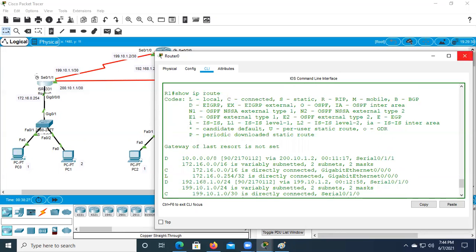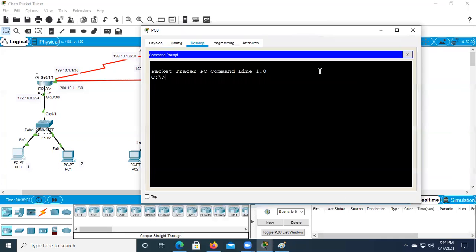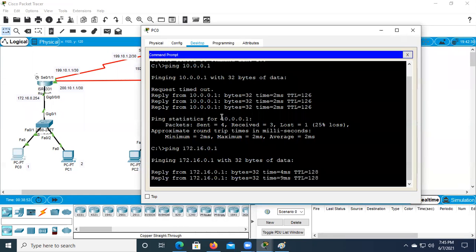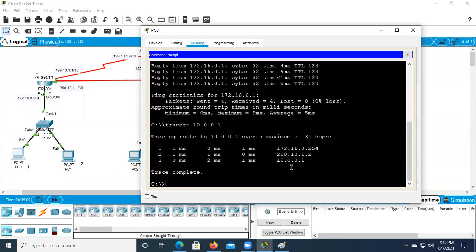Very good. So let us verify the reachability by ping. I go to the command prompt. That is my 172. If I'm pinging 10.0.0.1, the first packet will be dropped. From the second packet, I should get success. 10.0.0.1 is the IP address of router 3. If I ping 172.16.0.1, the address of router 2, I'm getting a reply. And if I do a tracert to 10.0.0.1, of course, yes, it is going via 210.